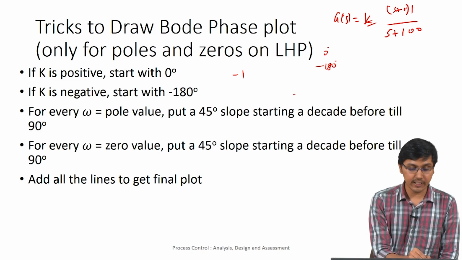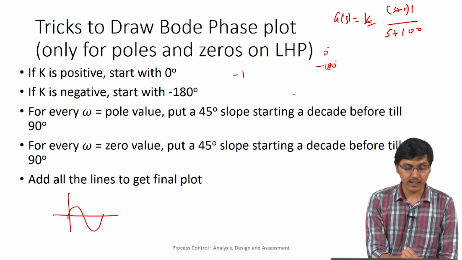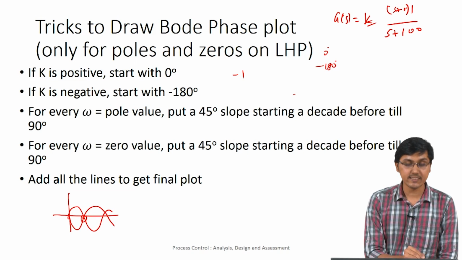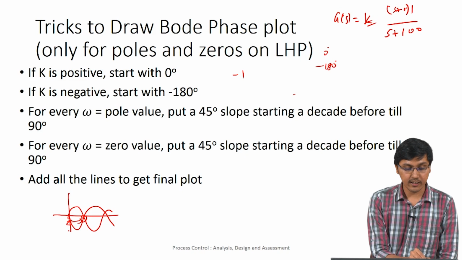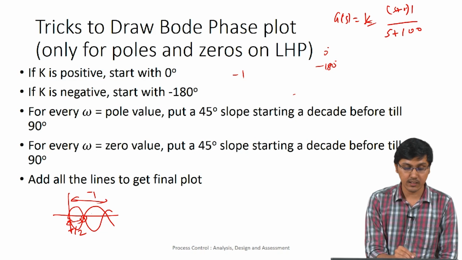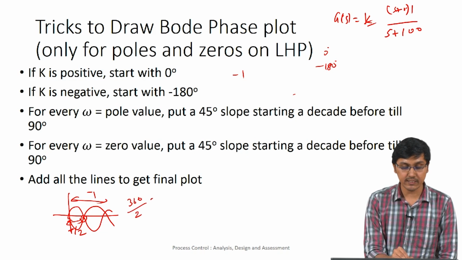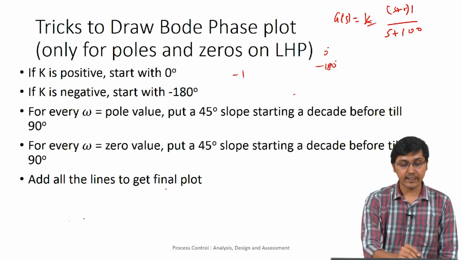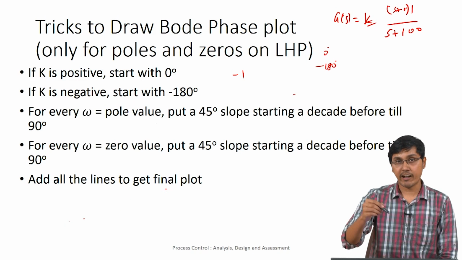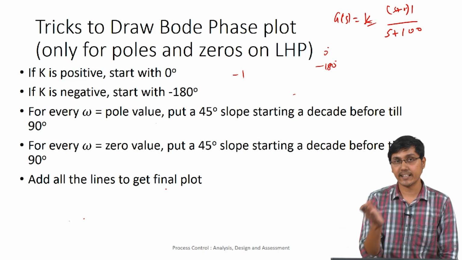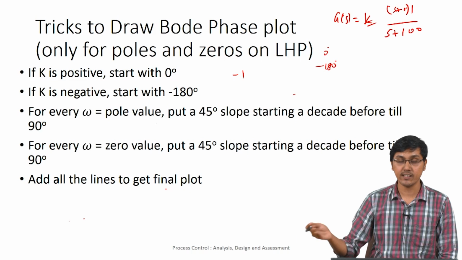You can simply think of it like this: you have a sine wave and you invert it, and the inverted wave starts after T by 2 of the original sine wave, where T is the time period. This is nothing but 360 by 2, which is 180 degrees, so it is a 180 degree phase shift. Then for every pole, we observed that it was a 45 degree slanting line which started a decade before and ended a decade after that.